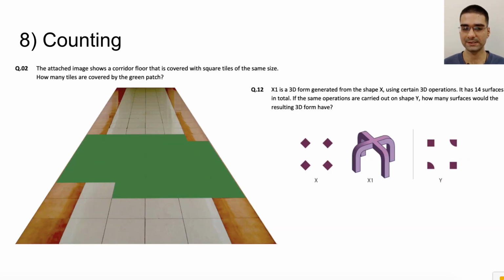The eighth one is counting. For example, they have combined the concept of perspective here with the counting. So you can see that they have asked you to count the number of squares that are under the section which is shaded green in color. In another variant of similar counting, they have asked the number of surfaces that would be formed when you use something similar to make an imprint as shown here.